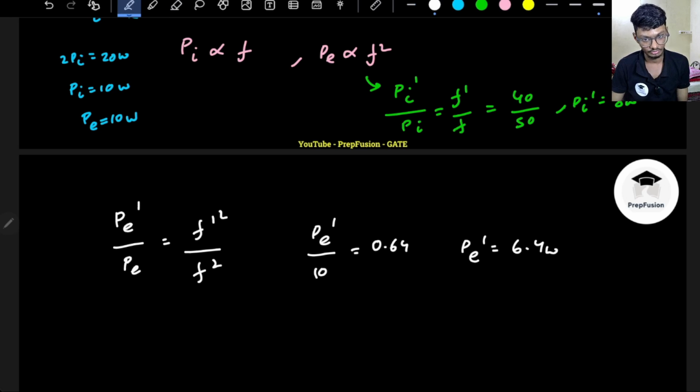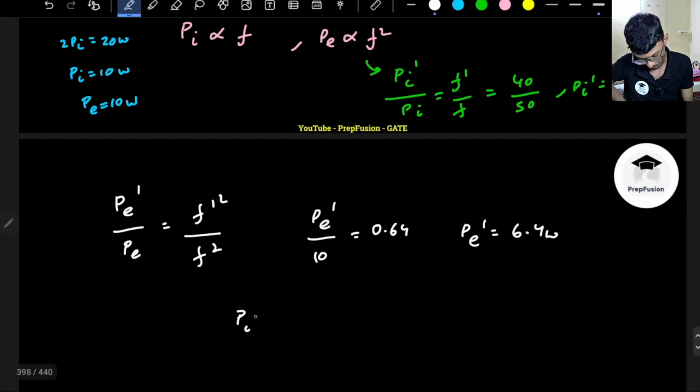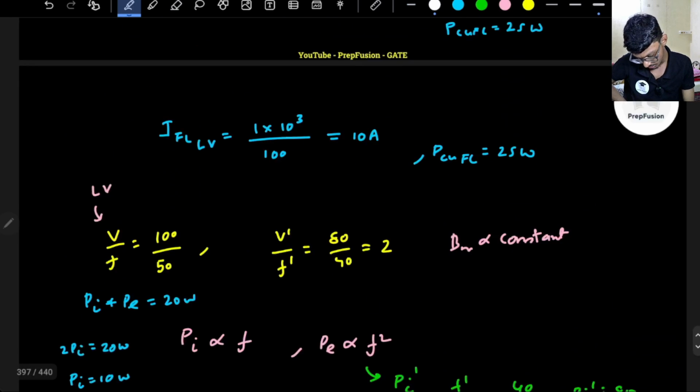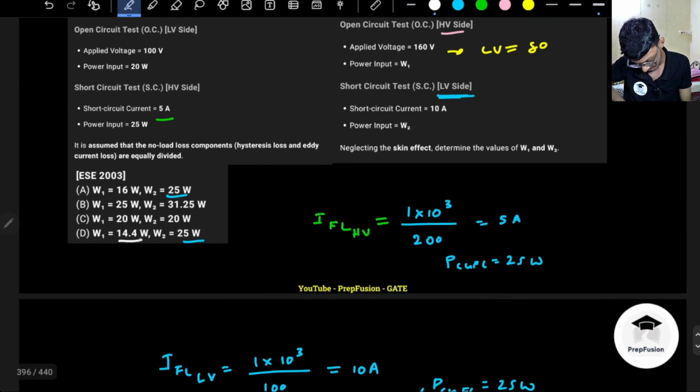Overall iron loss I have to calculate. So overall iron loss will be the addition of these two numbers. So overall iron loss, P core, will be 8 plus 6.4, that is 14.4 watts. Okay, so it will be 14.4 watts, that is present in option D. So option D will be the correct answer of this question.